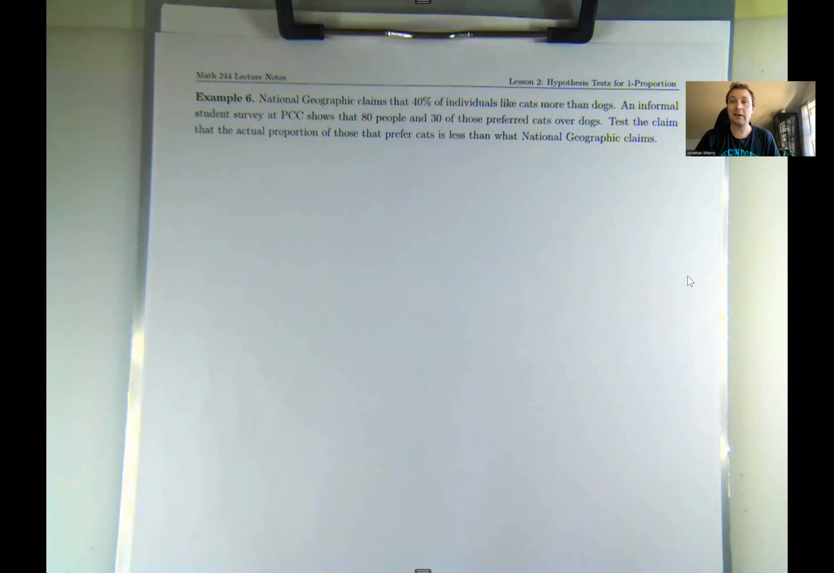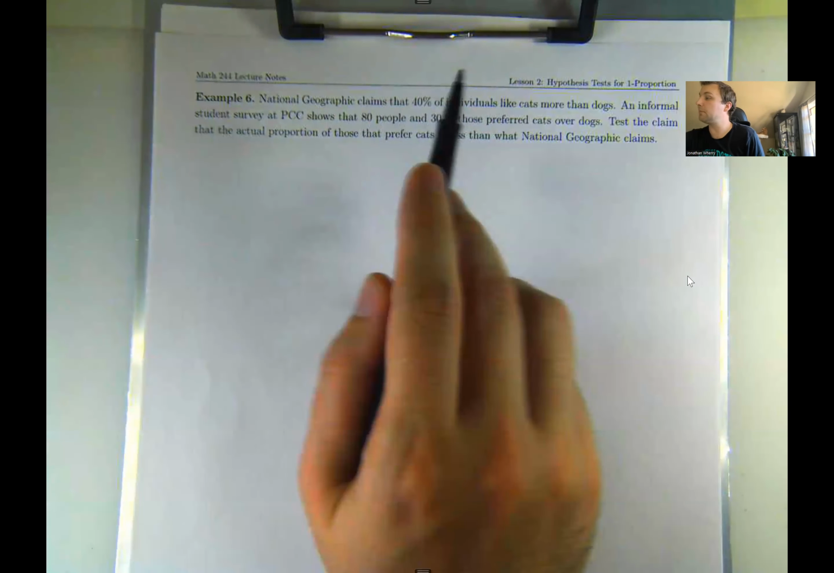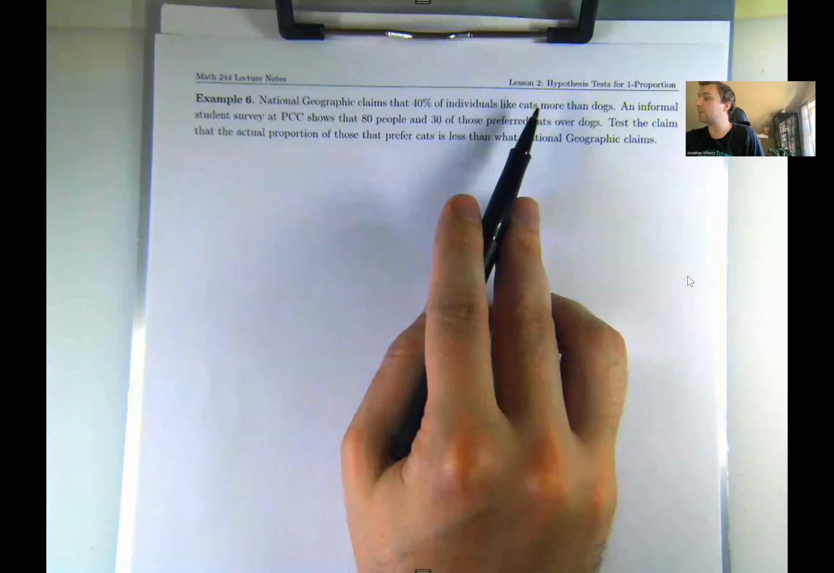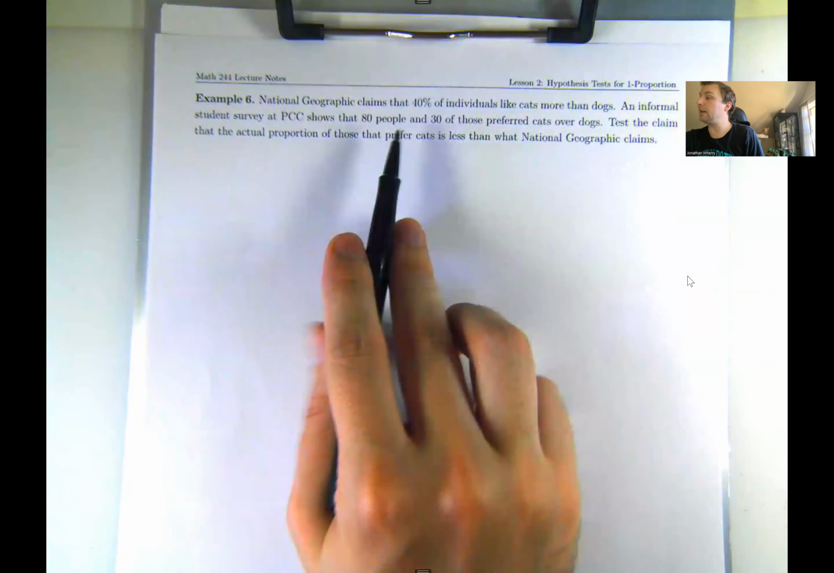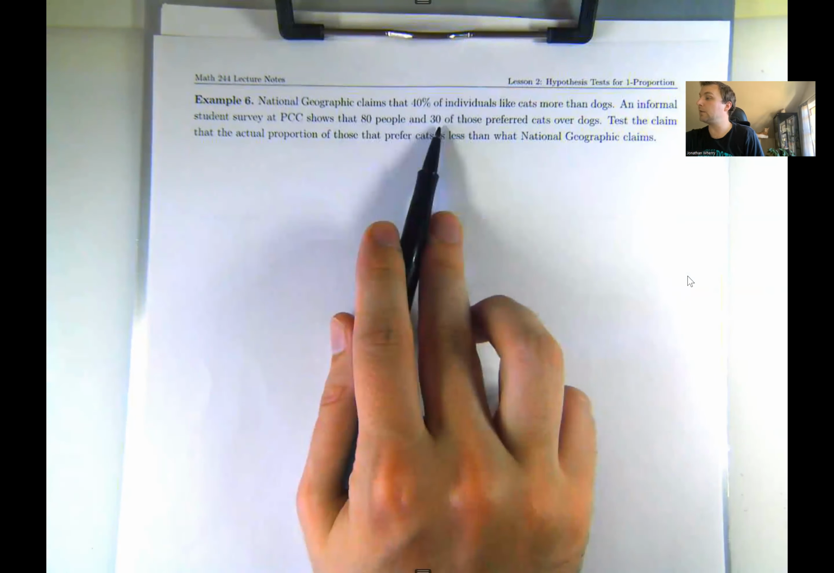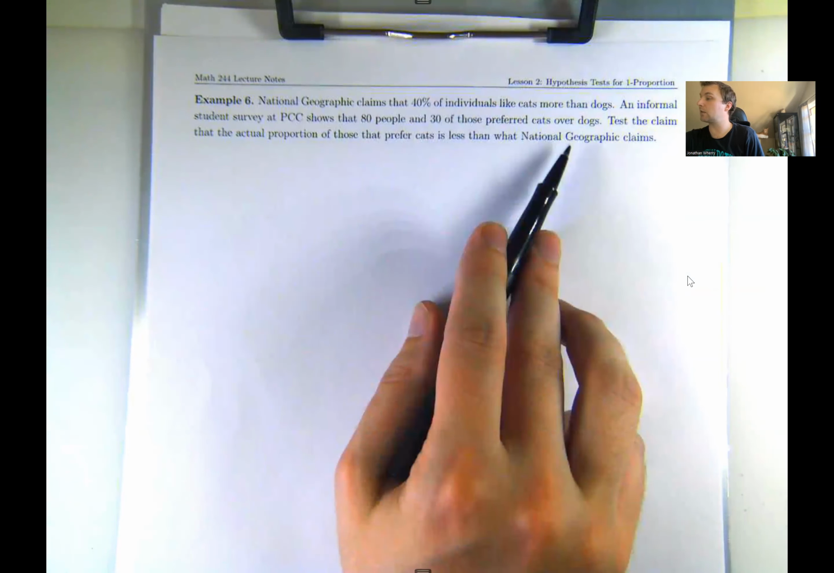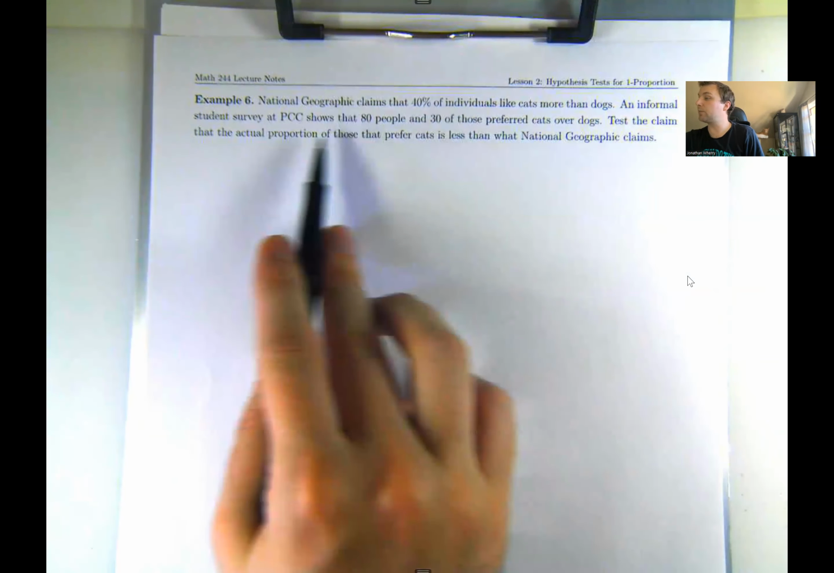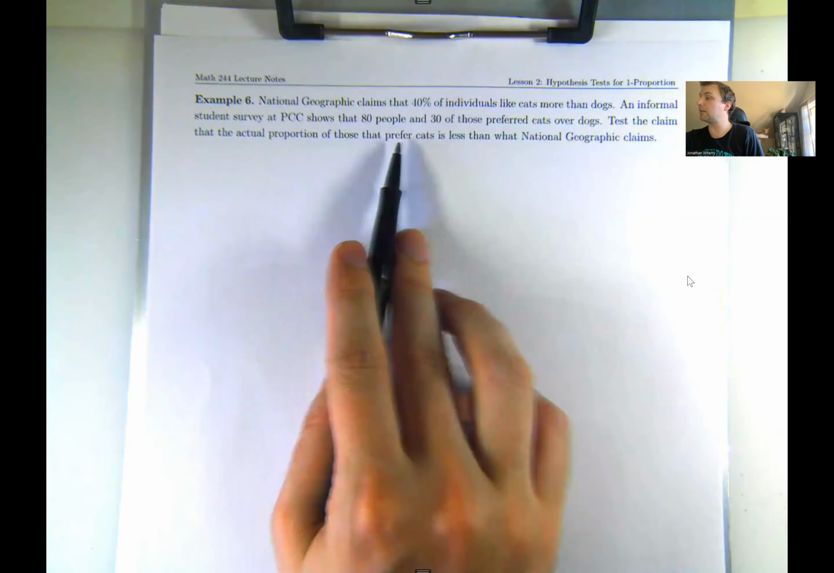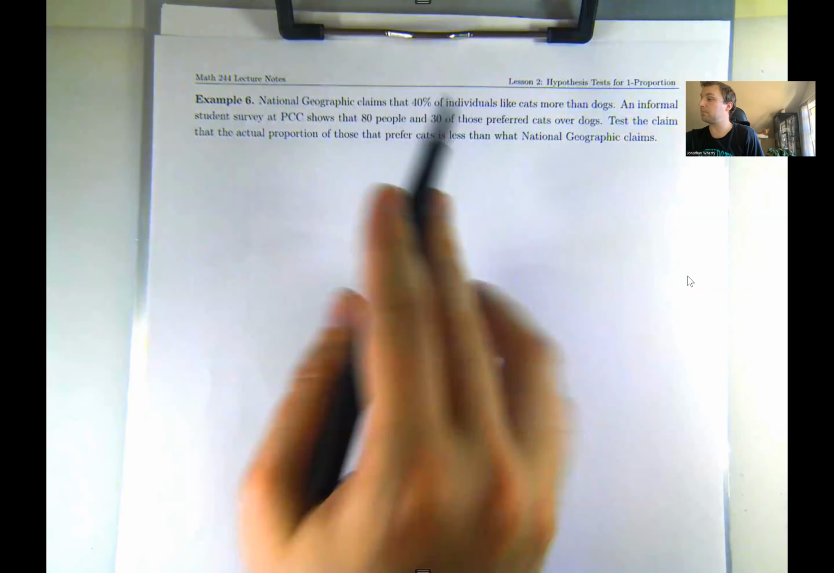Hi there. I wanted to look at some more examples here from lesson 2. In this example, there's a claim that 40% of individuals like cats more than dogs. There's a survey of 80 people, and it showed that 30 of the 80 preferred cats over dogs. Test the claim that the actual proportion of people that prefer cats over dogs is less than the claim.